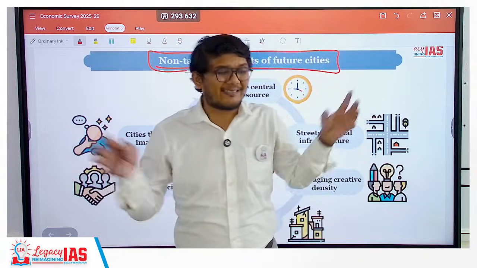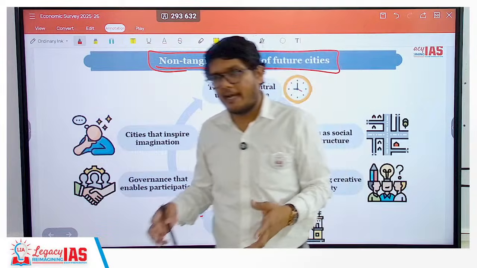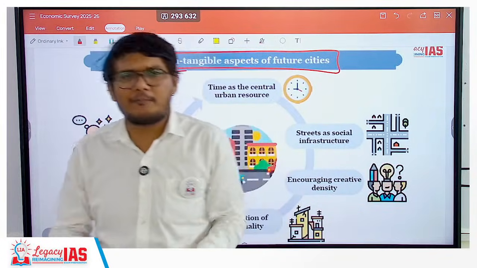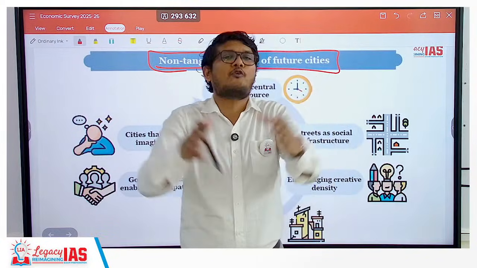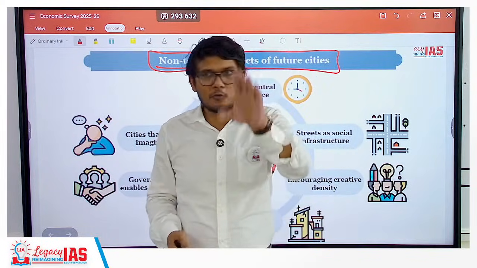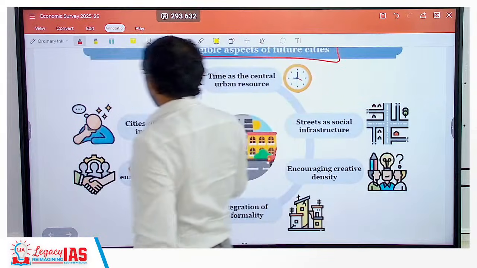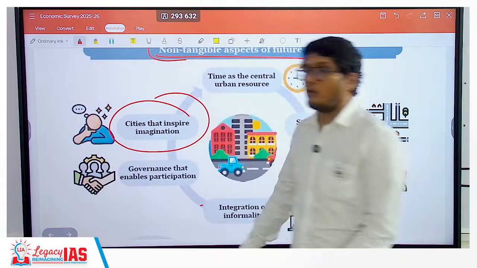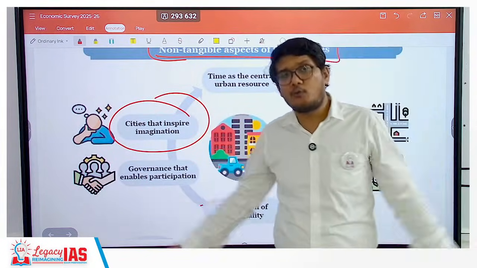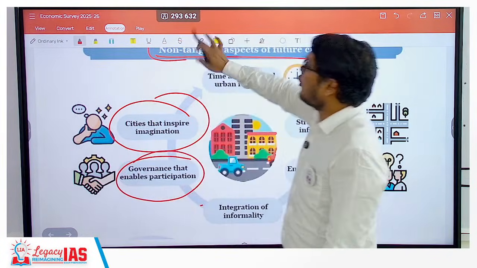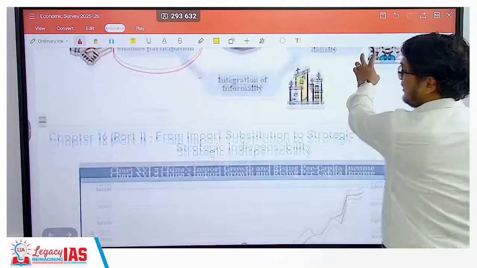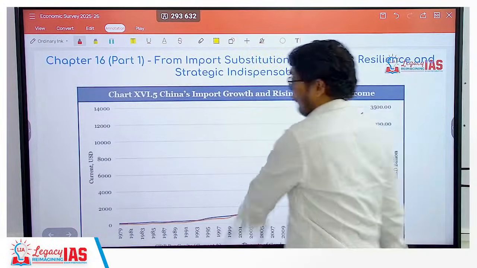All these things, places to come, sit and meet people, walk with people, have a morning walk, evening walk, all those things, or simply sit and enjoy the beauty of nature. If you do all that, it is going to improve your imagination. It is going to involve you in participation in the governance system, for example. So these things should also be given focus, is what the economic survey talks about.